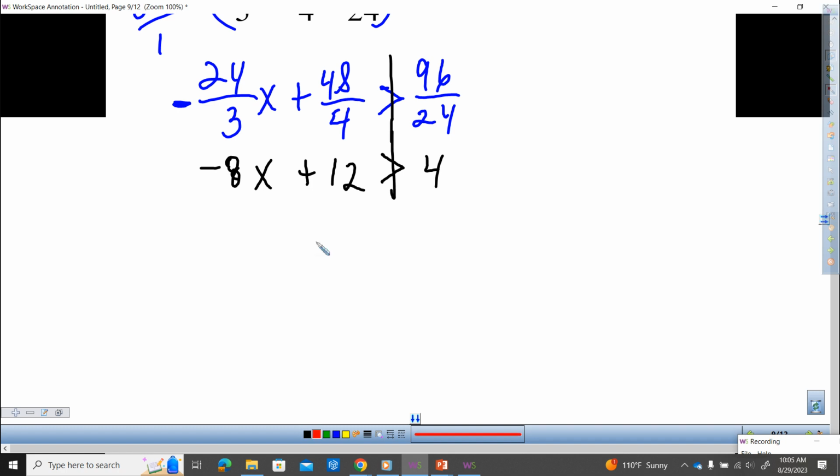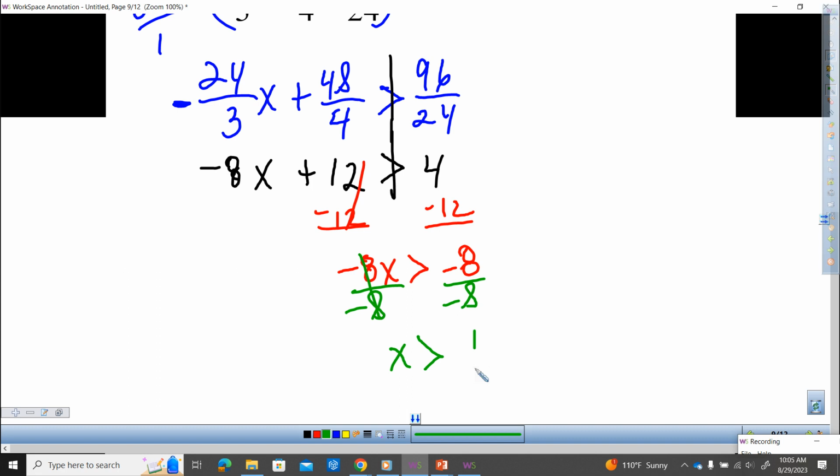Next, subtract 12, subtract 12. We end up with negative 8x greater than negative 8. Last but not least, divide by negative 8, divide by negative 8. X is greater than 1. And if you got that, let's check in. Check this out. Bam! Let's go. Say never forget to flip the symbol, please. Yeah, when you divide or multiply by a negative. All right, set that aside.